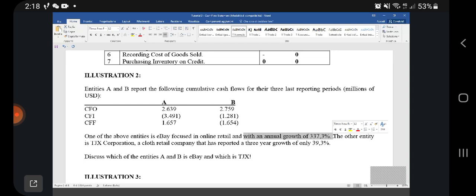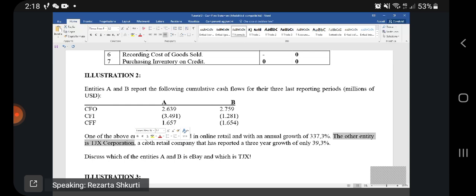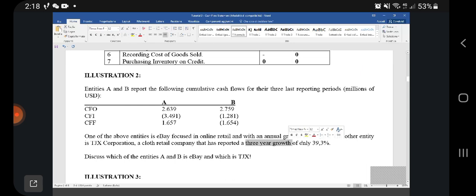The other entity is TJX Corporation. They engage in retail, a global retail company. And for the 3 years time span, they have reported a growth of only about 39%. So something between 10 and 13% per year. Now, which one is which?